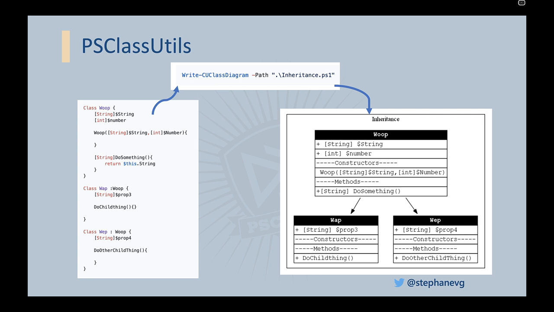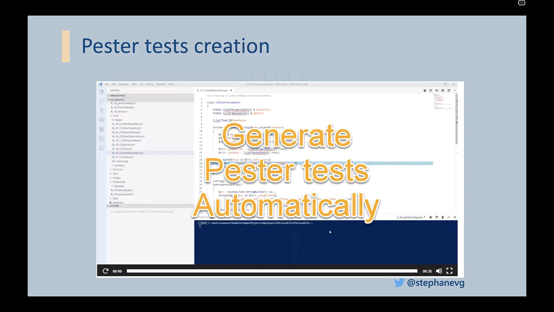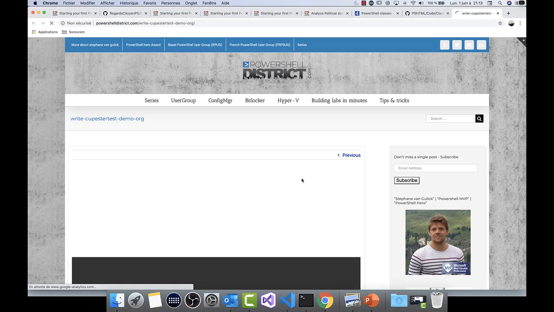So if you use classes, you get this functionality for free. If you download PSClassUtils, it's an open source project, completely free. The other thing it can do is create Pester tests for you automatically, because we can trust classes, which is really fundamental. Compared to functions, where you never really know what you're going to get back, since we don't define the return type and these types of things.